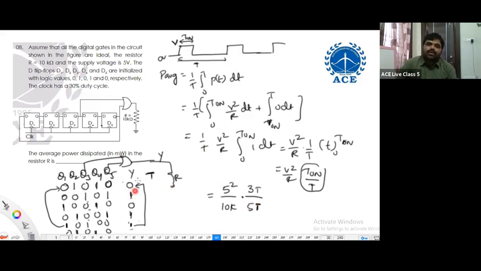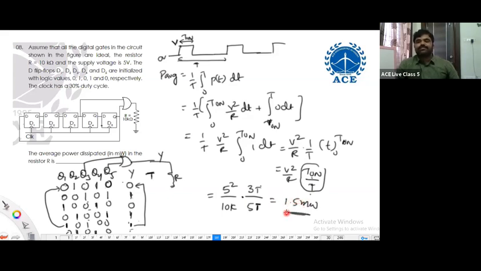Check it correctly. Each state exists for 1 clock cycle because it is synchronous. So how many clock cycles is logic 1? 3 clock cycles. How many clock cycles in total? 5 clock cycles. So the on time is how much? 3 clock cycles. The total cycle duration is how much? 5 clock cycles.